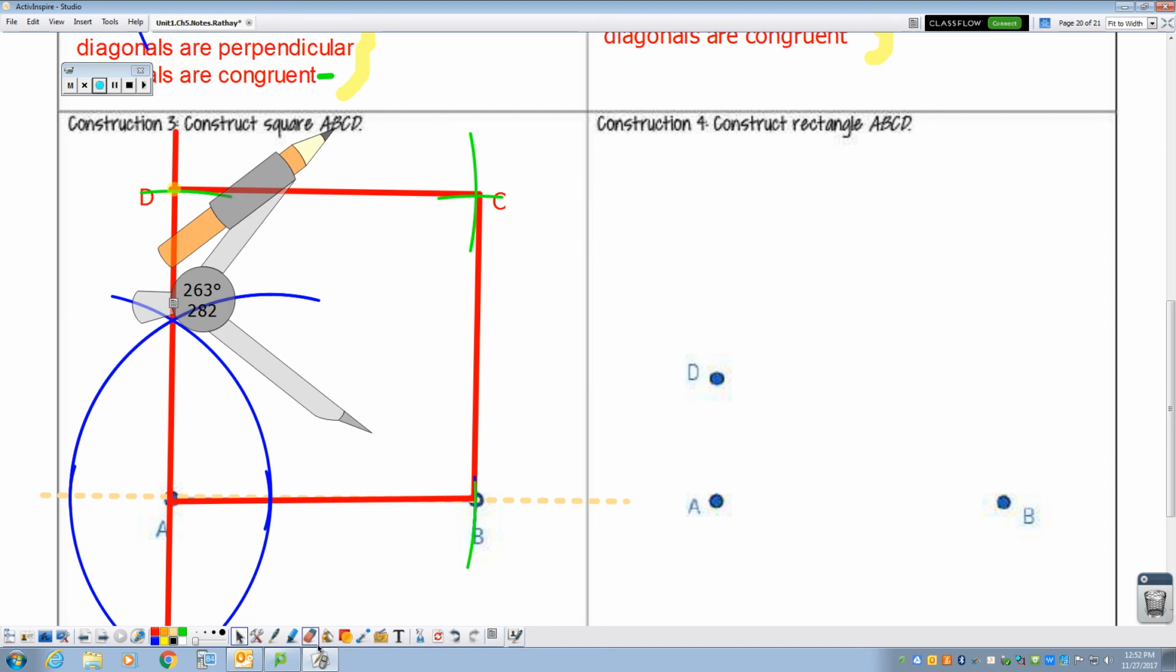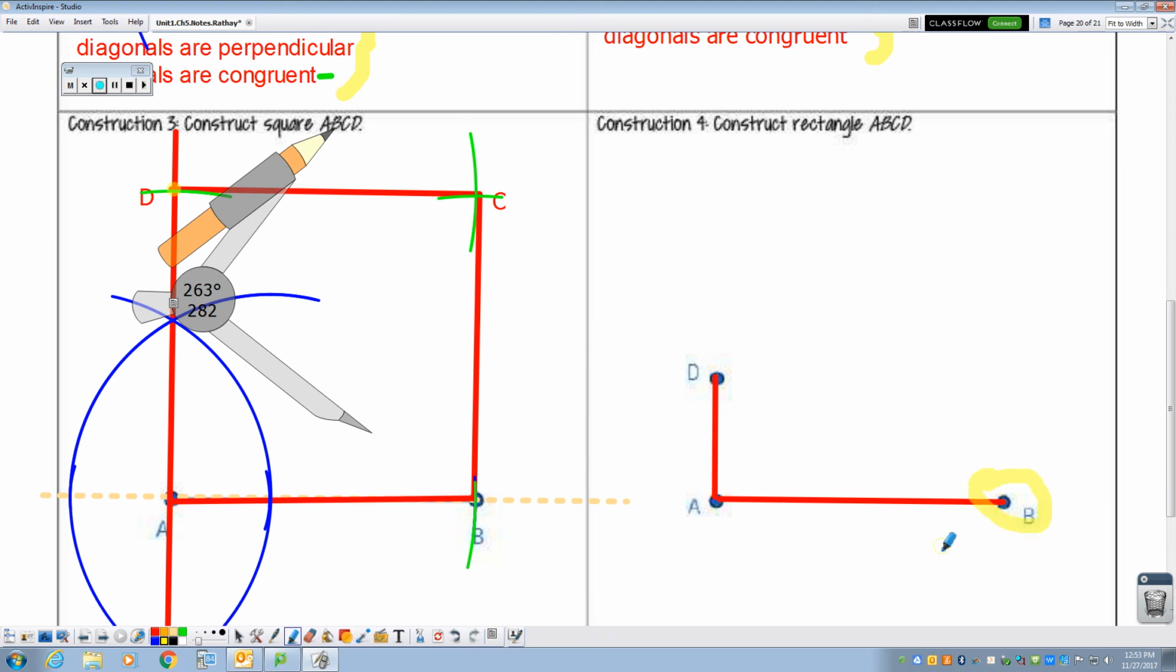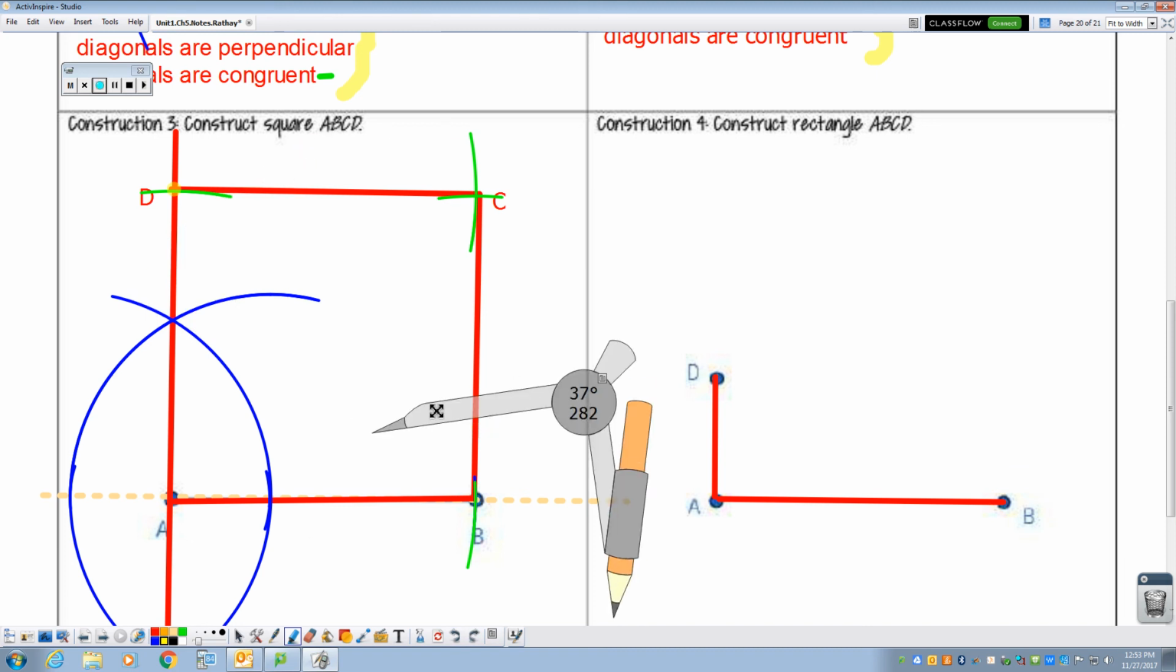Okay, rectangle ABCD. Well, this one, they're pretty generous because they gave us 3 out of the 4 points of this rectangle, so we just have to find the fourth. We could make a right angle over here at B if we wanted to, like we did in construction number 3. That works, great, go for it.